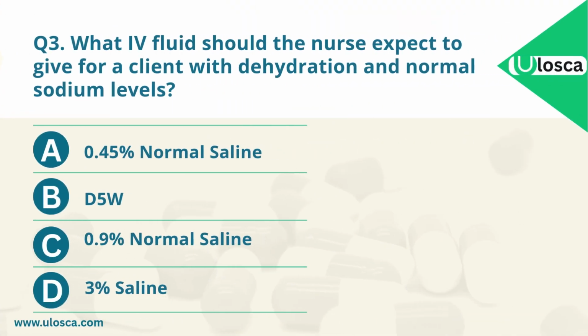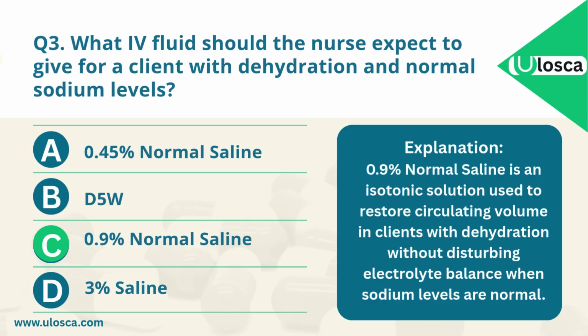The correct answer is C. 0.9% normal saline. Explanation. 0.9% normal saline is an isotonic solution used to restore circulating volume in clients with dehydration without disturbing electrolyte balance when sodium levels are normal.